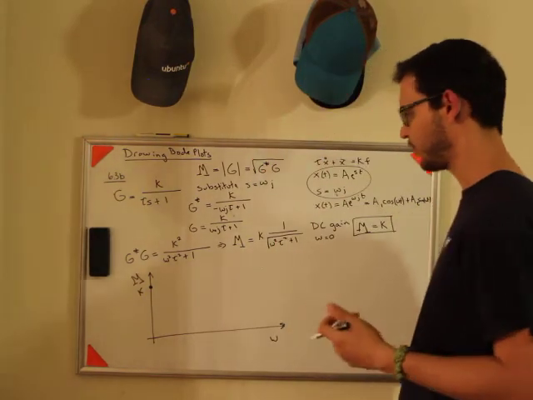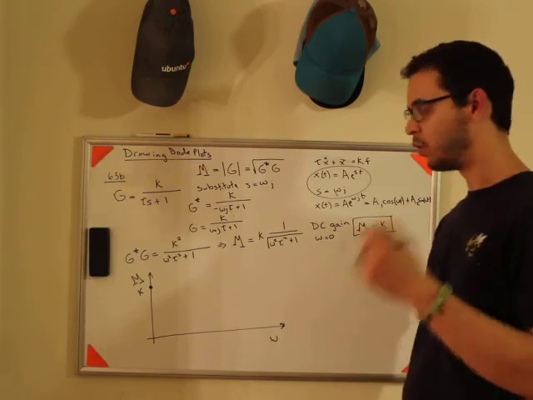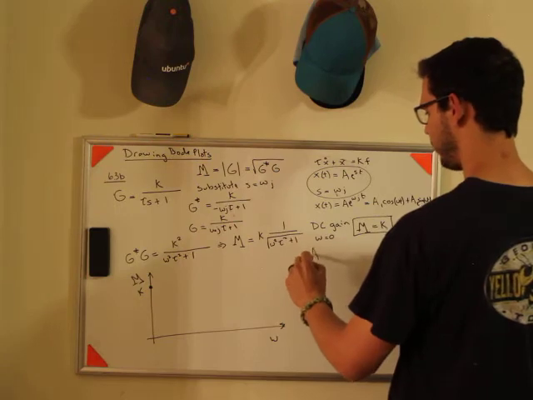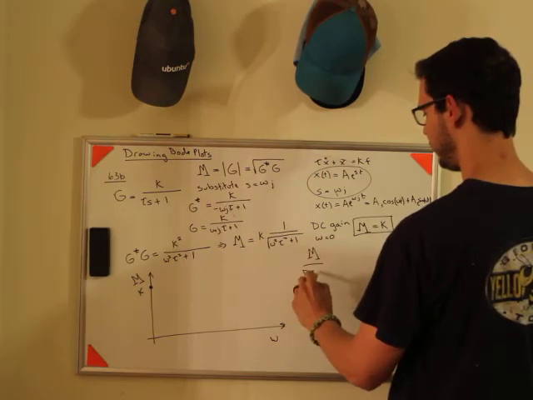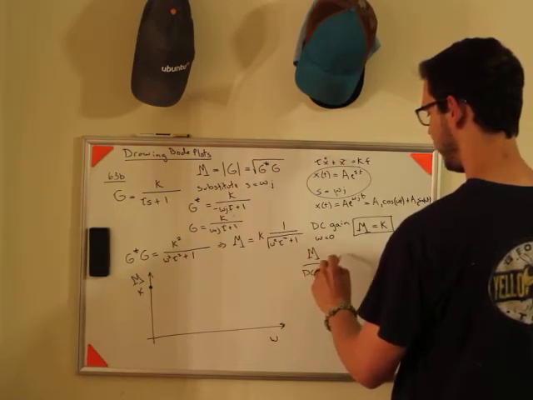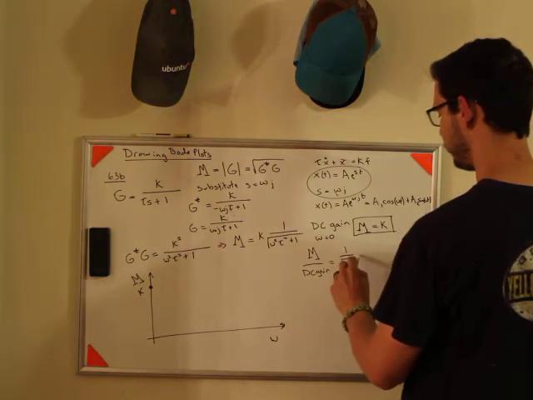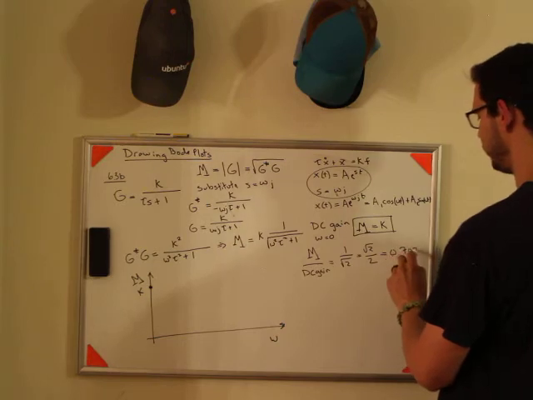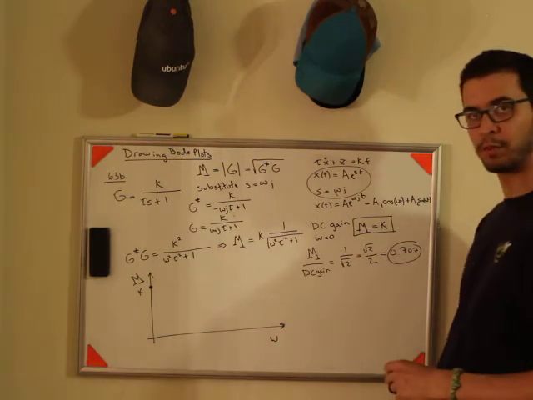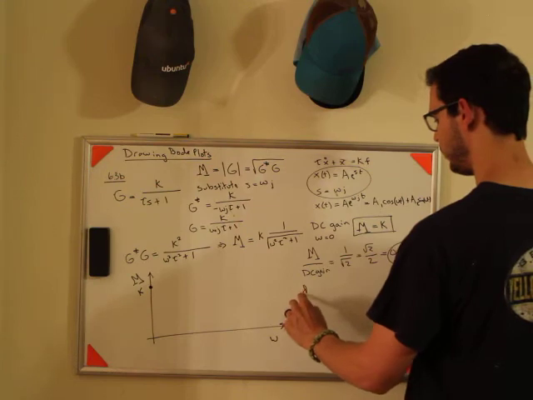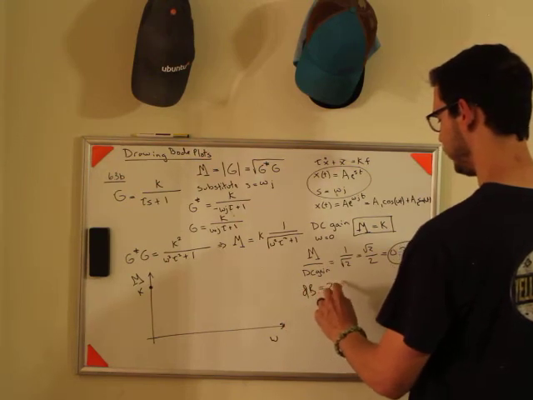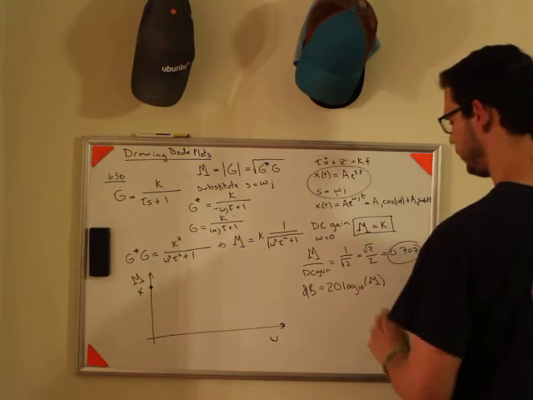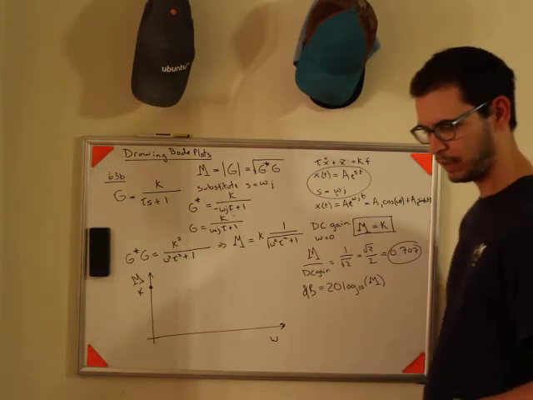There is a special value for magnitude plots. If you take the magnitude over the DC gain and get 1 over the square root of 2, which is equal to square root of 2 over 2, which is equal to 0.707, this is a special number because if I do decibels, which is 20 log 10 of n, let me get my calculator out.